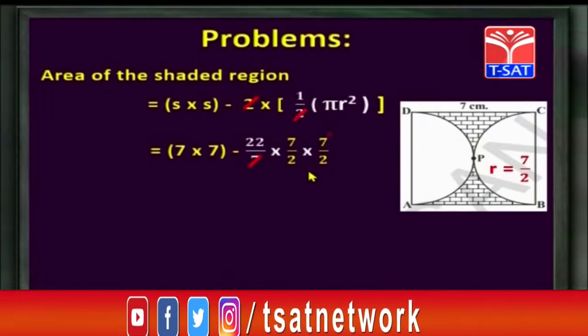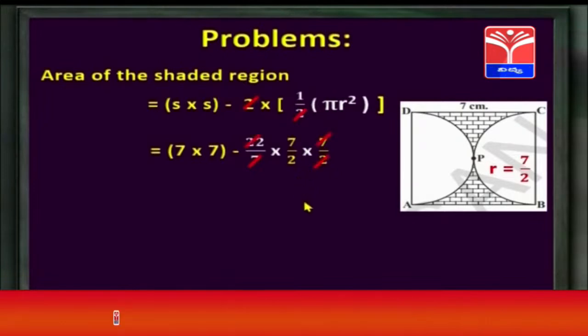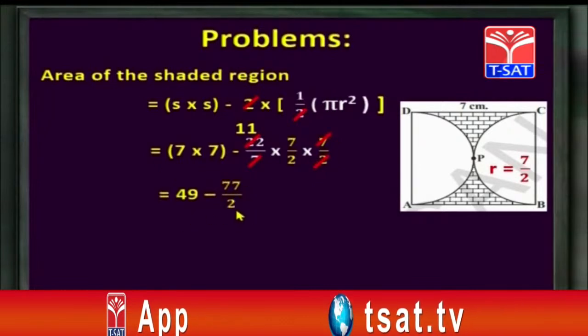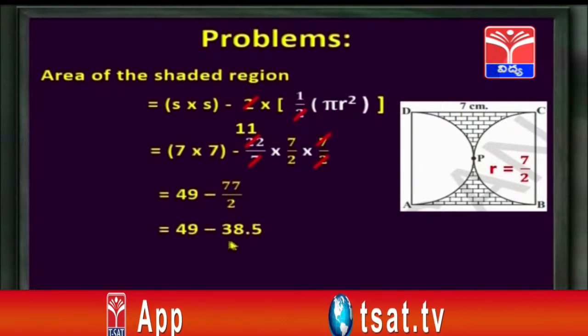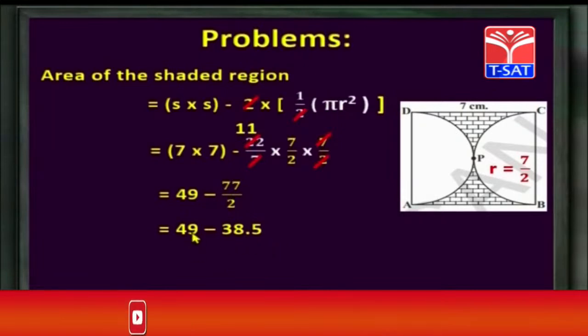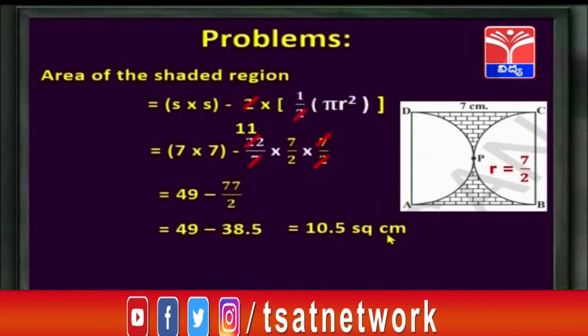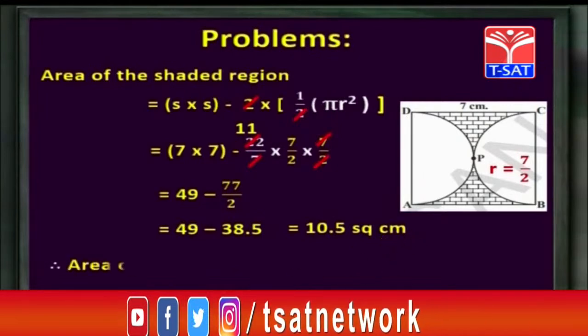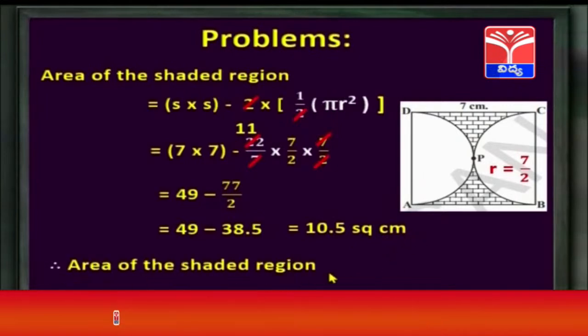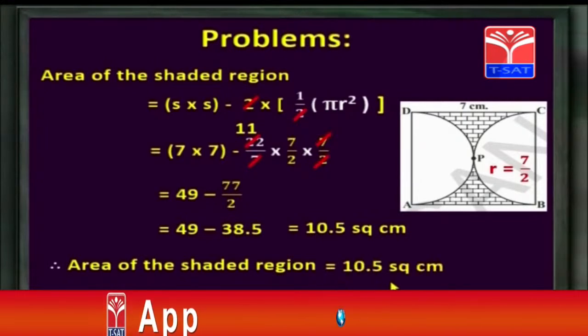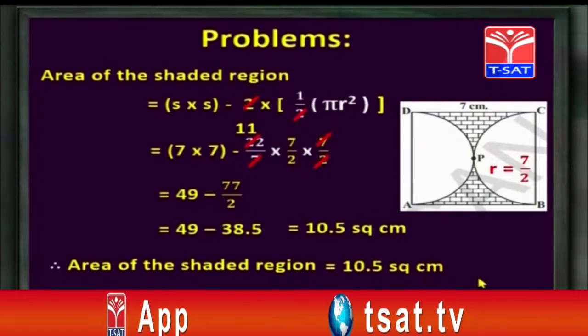7 can be cancelled and 2 ones are 2, 11s are 22. So 7 sevens are 49 minus 77 by 2, which is equal to 49 minus 38.5. 49 minus 38.5 will be 10.5 square centimeter. So therefore, area of the shaded region is equal to 10.5 square centimeter.